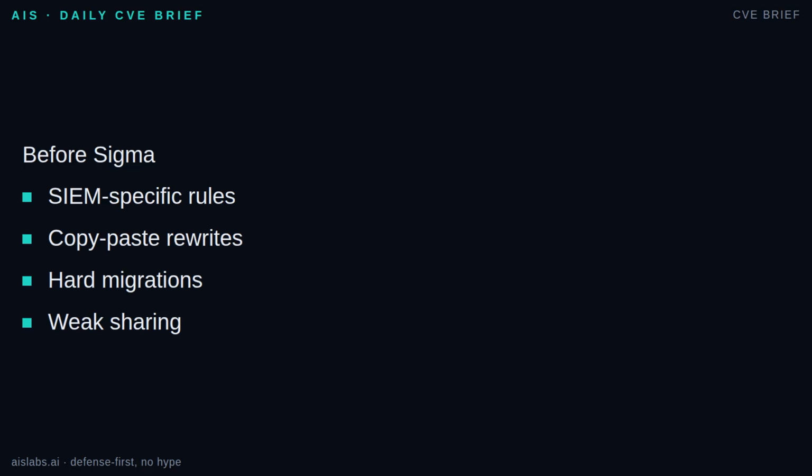Third, consistency. The same detection can be rewritten 5 different ways, with small logic changes that create different results. Sigma reduces that friction. It gives the detection engineer a clean source format. The SIEM dialect becomes an output step, not the place where the idea is trapped.